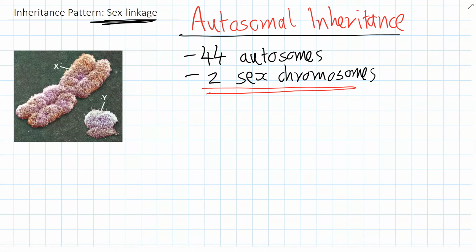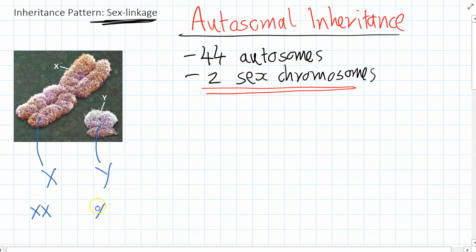And the reason for that is because there's 2 different types of sex chromosomes. As we know, X and Y are the 2 different sex chromosomes. And we know that females have 2 X chromosomes and males have only 1 X and then 1 Y. And it's really this difference that means sex-linked genes are inherited a little bit differently to normal.